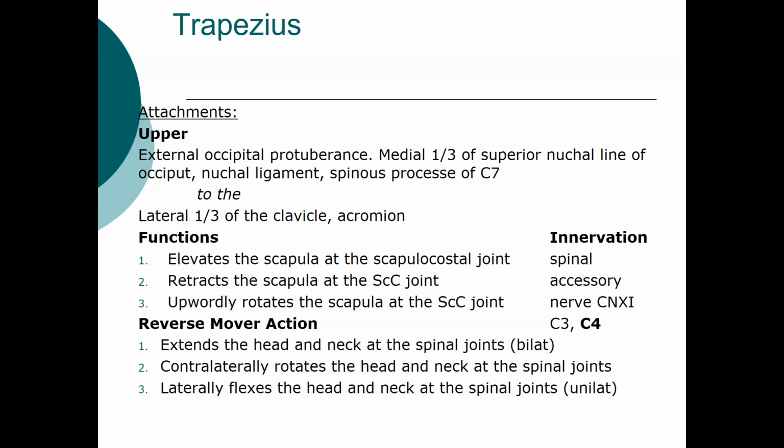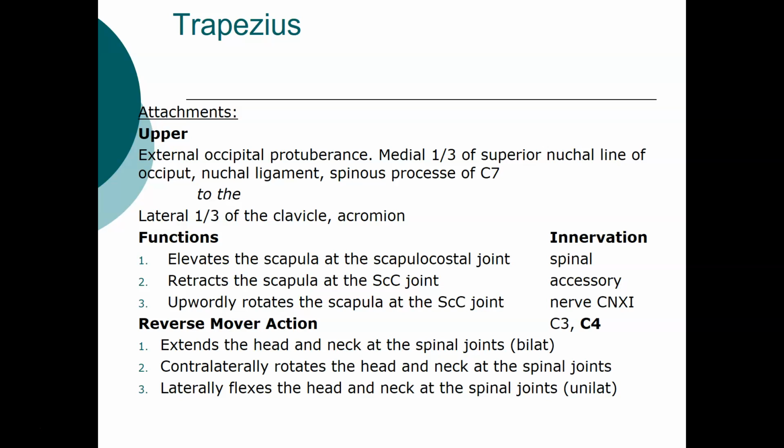Its reverse action, if we inhibit the lower parts and stabilize them, it extends the head and neck at the spinal joints when both sides are working at the same time, so we say bilaterally. It contralaterally rotates the head and neck at the spinal joints. So it does have a little bit of a rotation. It also laterally flexes the head and neck at the spinal joints when working unilaterally.